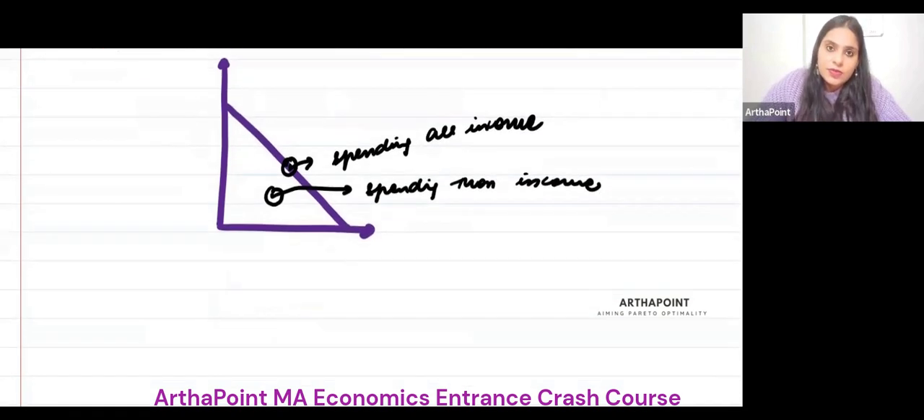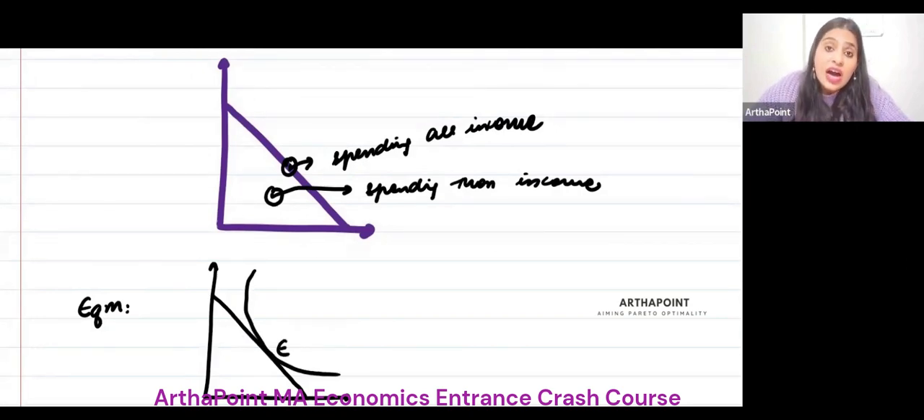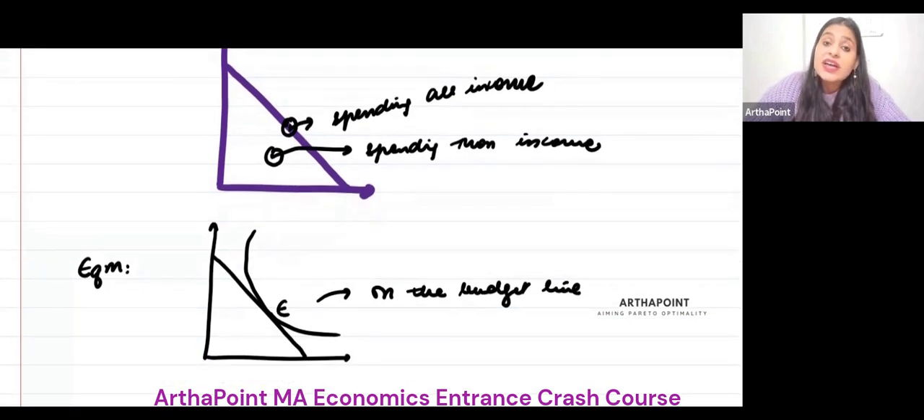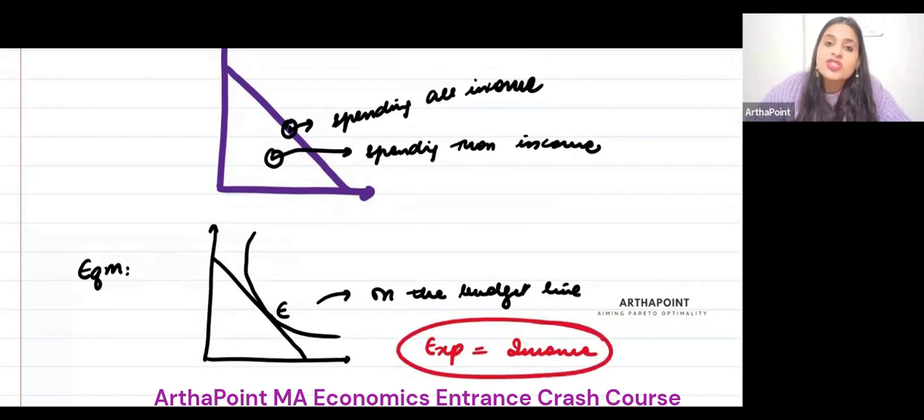Where did we get our equilibrium? Our equilibrium was where we had this tangency condition, this point. That means our equilibrium was on the budget line. That means we were spending our entire income. So expenditure was equal to income. जितना खर्चा कर रहे थे वो उतना ही था जितना income थी consumer की. Because you were on the budget line. Your equilibrium is on the budget line. Your expenditure and income are equal to each other.